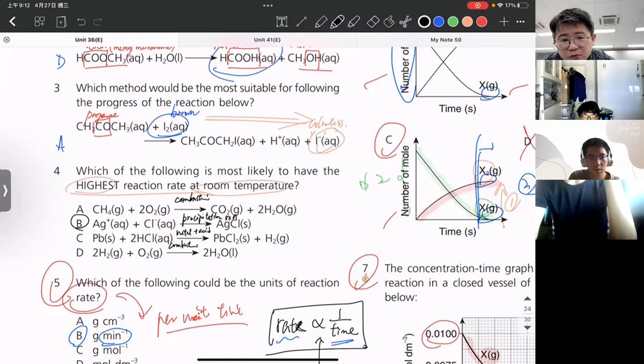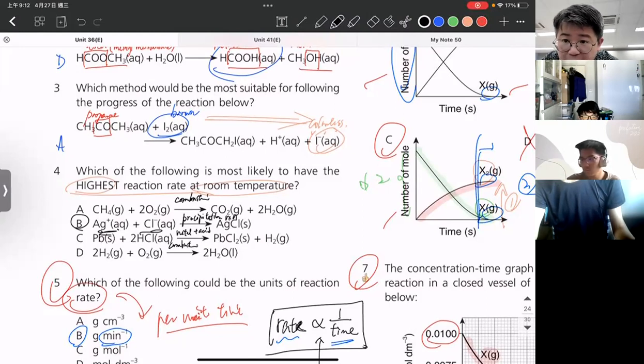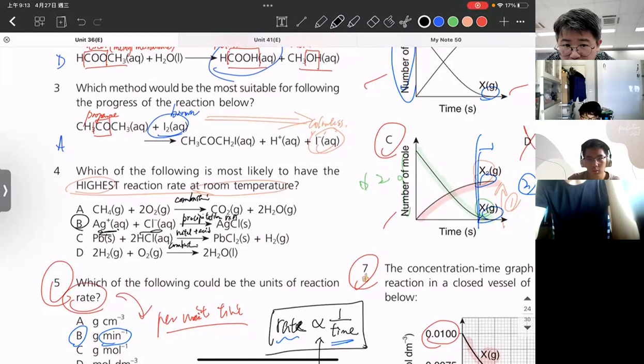Okay. Precipitation reaction is the fastest. Why? It involves just a collision of the 2 types of ions in aqueous medium. Because in aqueous medium, those ions are mobile, which means free moving. So whenever they meet, they will soon form a precipitate. But not for A and D, because at room temperature, burning them will involve ignition. For example, a spark. Without the spark, the reaction cannot go.